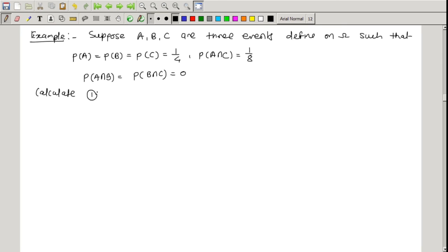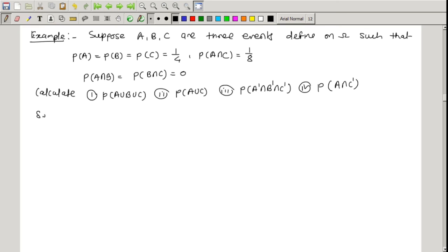Number 1, P of A union B union C. Number 2, P of A union C. Number 3, P of A dash intersection B dash intersection C dash. And number 4, P of A intersection C dash.